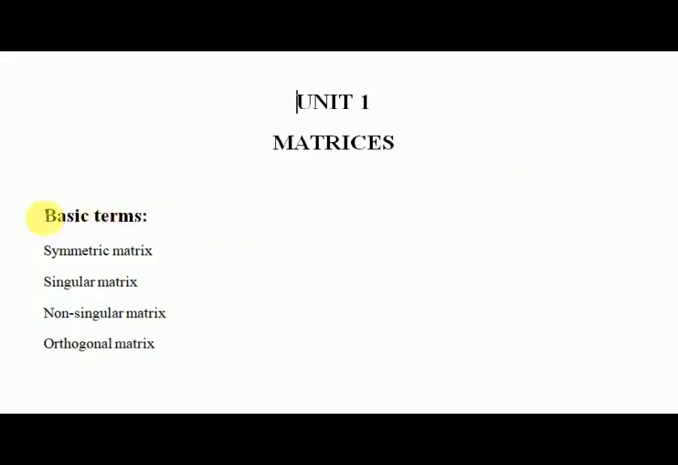Here, these are the basic terms we are going to see in the problems. First one is symmetric matrix. A matrix is called a symmetric matrix when A is equal to A transpose. When this condition is satisfied, then that particular matrix A is called a symmetric matrix.